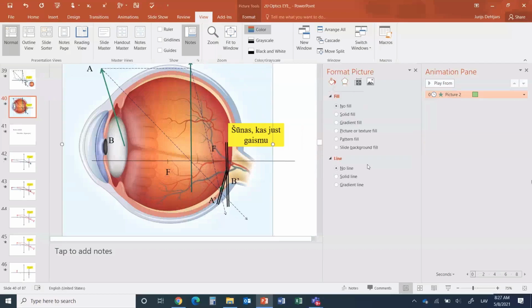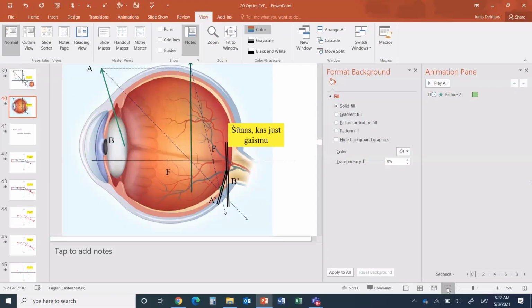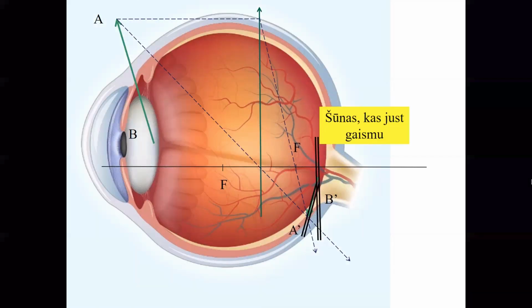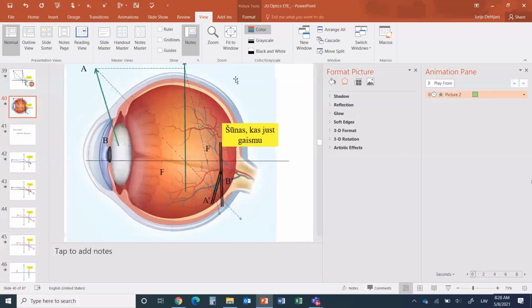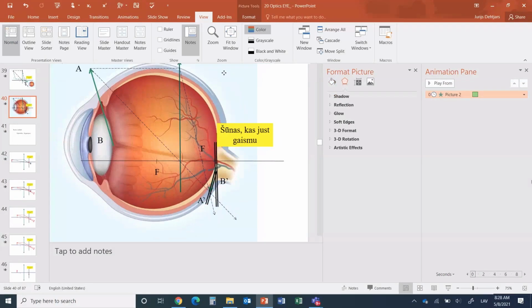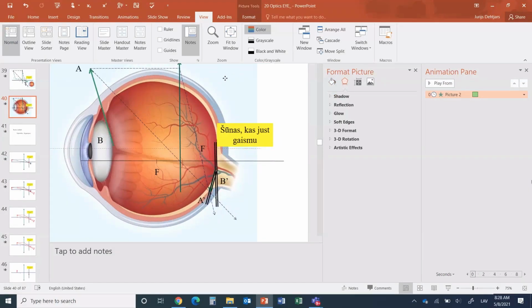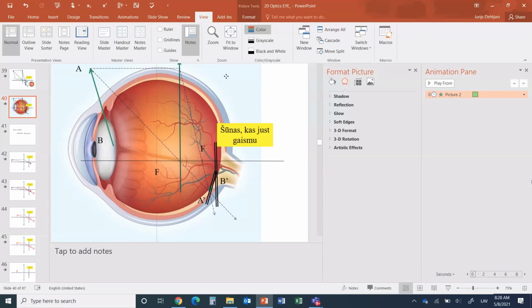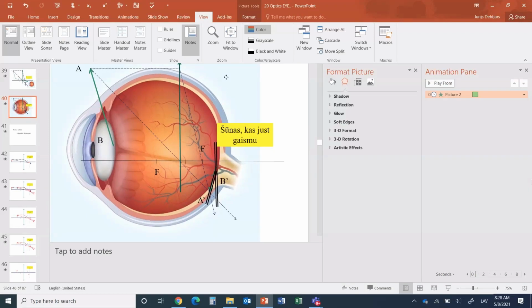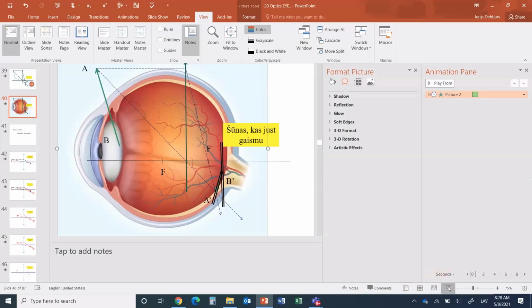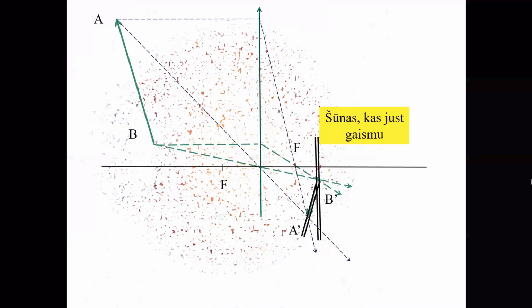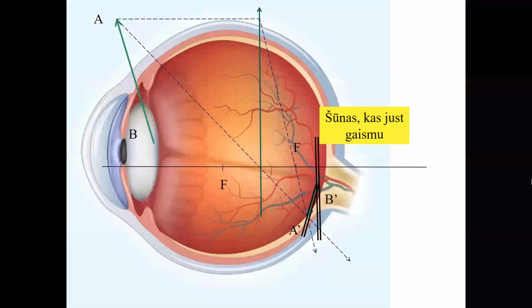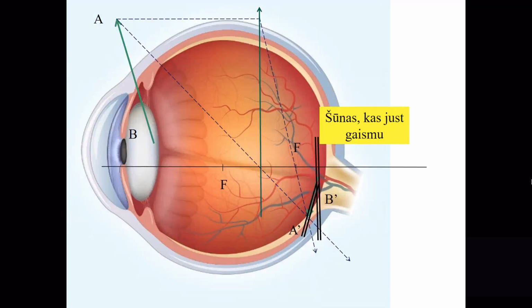Okay. So now we see A and B locations. Yeah. Okay. Some questions, please.